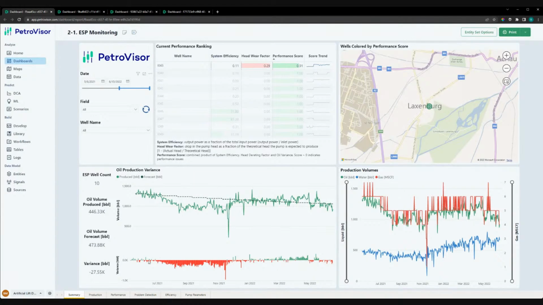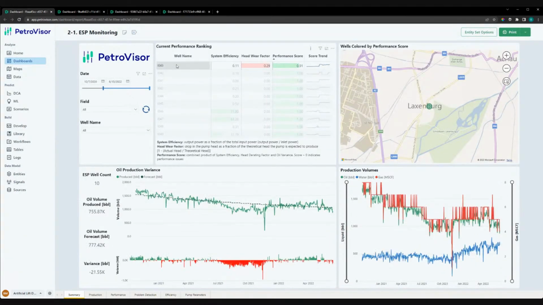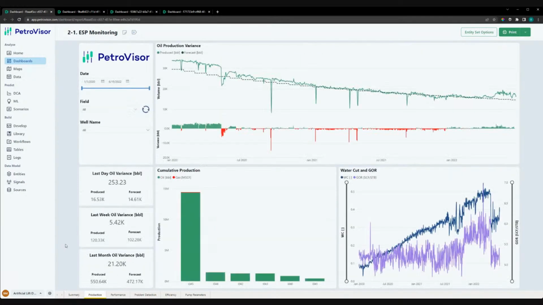So we can see that there is some variance in what we planned to produce for this well and what we actually produced. We could see different things like the factors of oil, water, and gas for this well, again, in that period of time that I selected here for that specific well. So I want to jump in now to well number 43, and take a deeper dive.